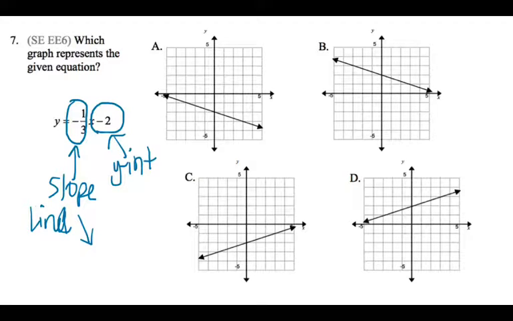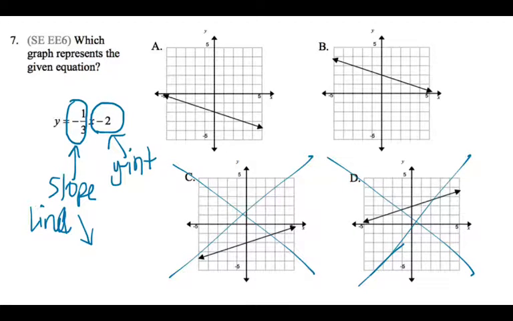So because we know it's going to head in the down direction, then we can eliminate C and we can eliminate D. So we know it's either A or B. Our y-intercept is -2, which is right down here. The only line that goes through -2 would be A. So A is our answer.